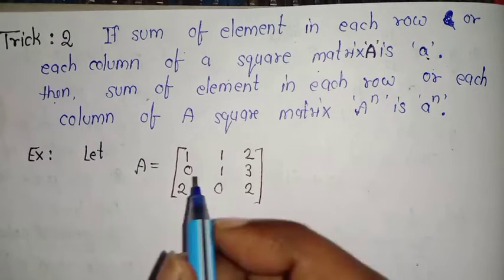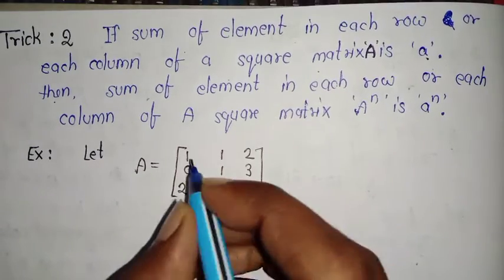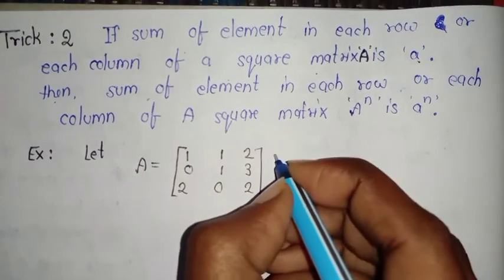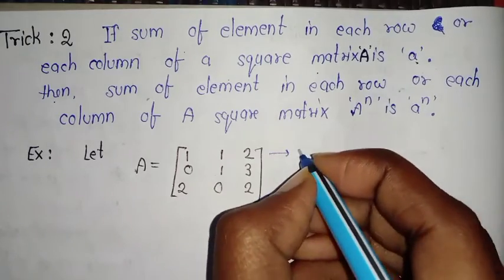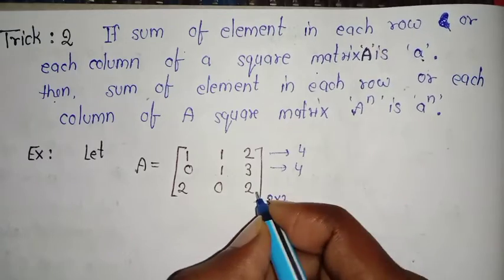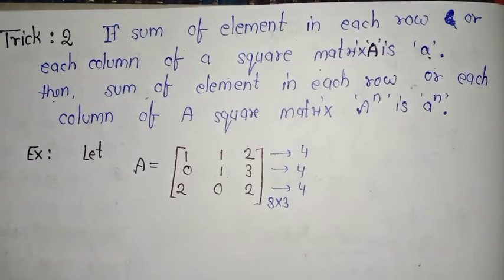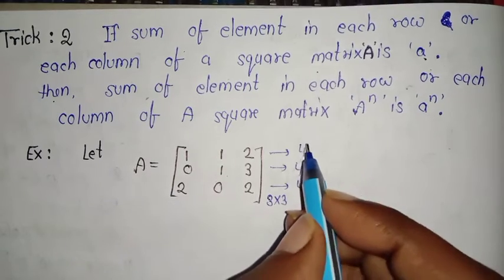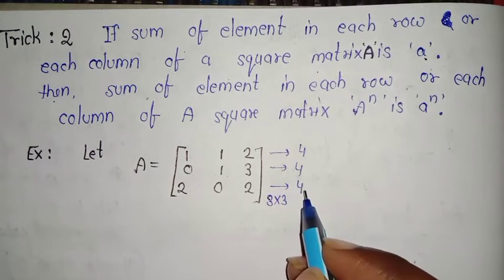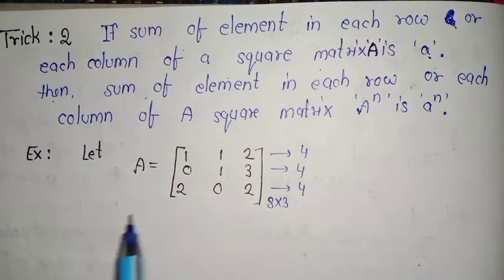Here you can see this is our square matrix of order 3, and if you look at the sum of each row, it is 2 1 3 1 4, here 3 1 4 and 2 2 4. So you can see that the sum of each row is the same, 4, and if you find the value of A square, then the row sum of A square is 4 square. Now I will take the square of this matrix and show you how it is possible.